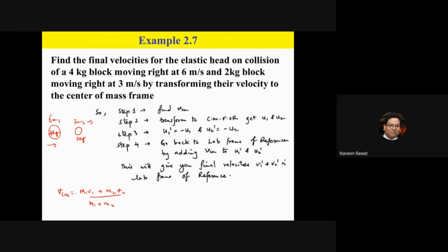I have given the equation to calculate the velocity of the center of mass. Remember, it is the total momentum divided by the total mass. So that should be 6 times 4, mass times velocity, plus 3 times 2, divided by the total mass, which is 4 plus 2, which is 6 kg. 6 4s are 24, plus 6, divided by 6, 30 by 6 is 5 meters per second. So you already know what v of center of mass is.